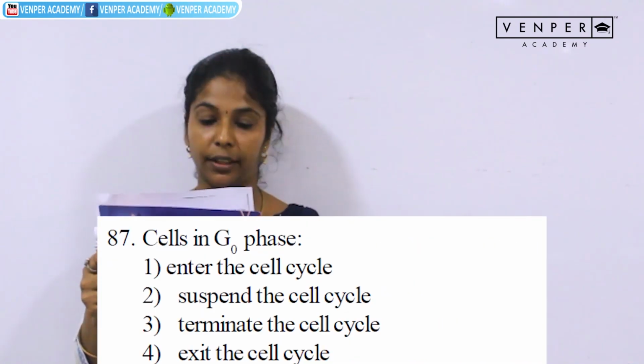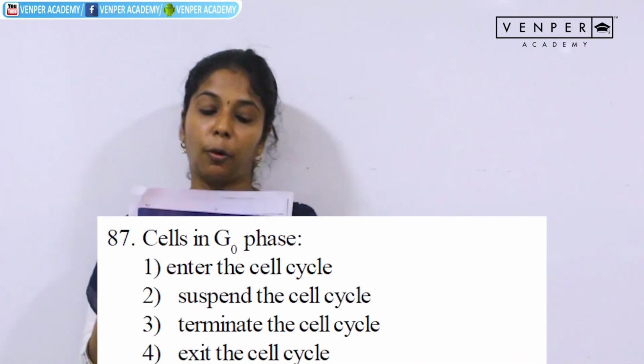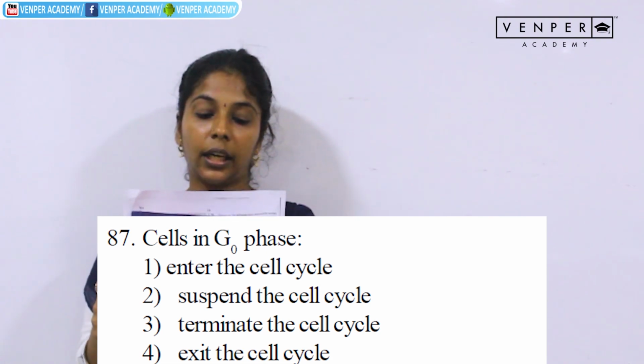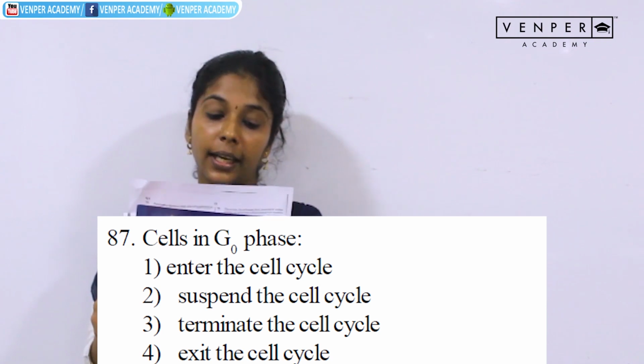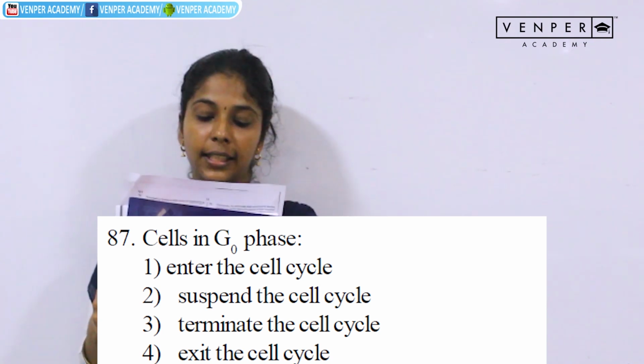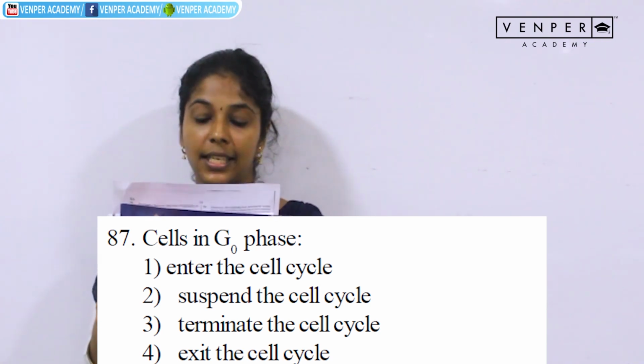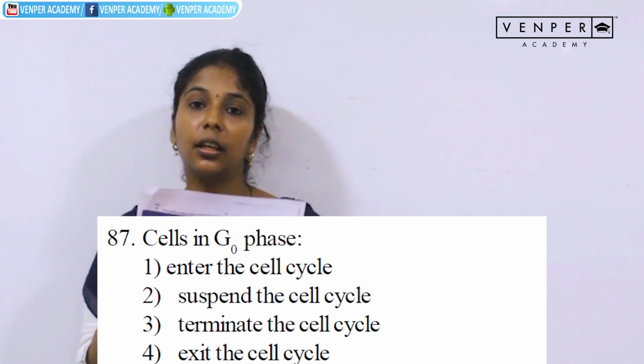Question number 87. Cells in G0 phase. Options are 1, enter the cell cycle, 2, suspend the cell cycle, 3, terminate the cell cycle, 4, exit the cell cycle. The correct answer is suspend the cell cycle.